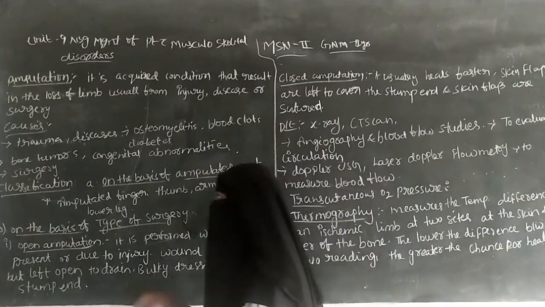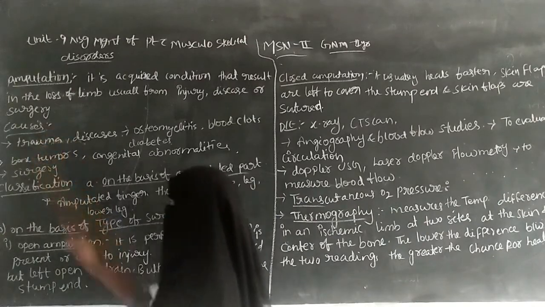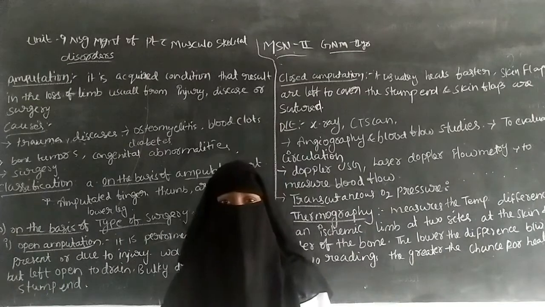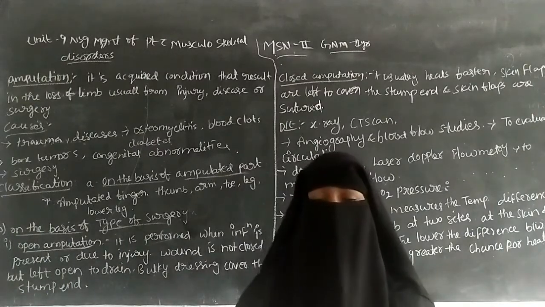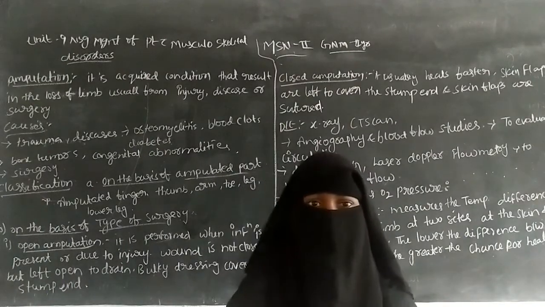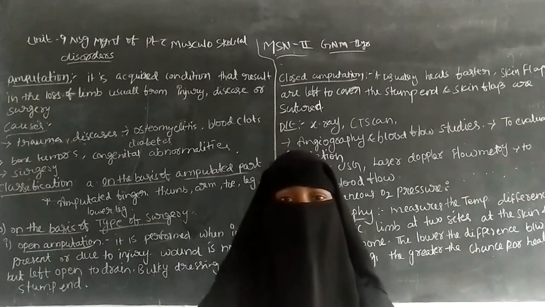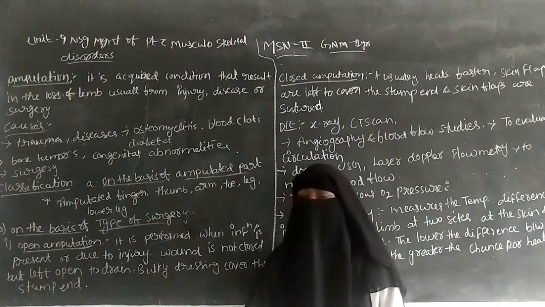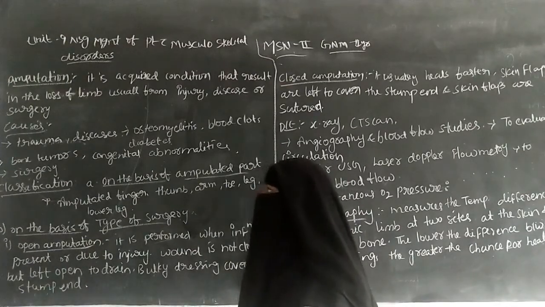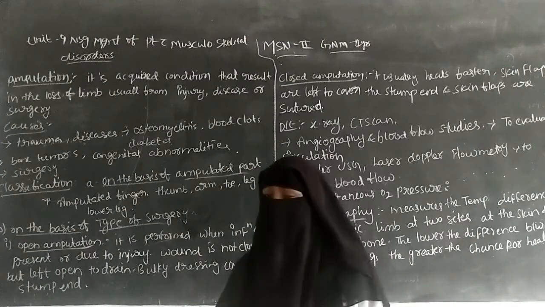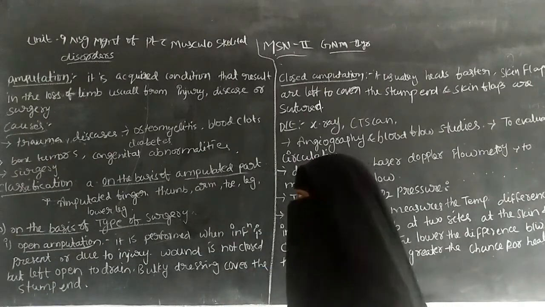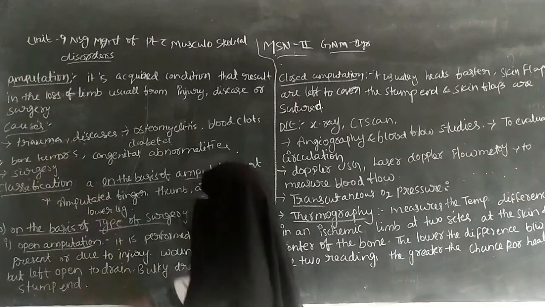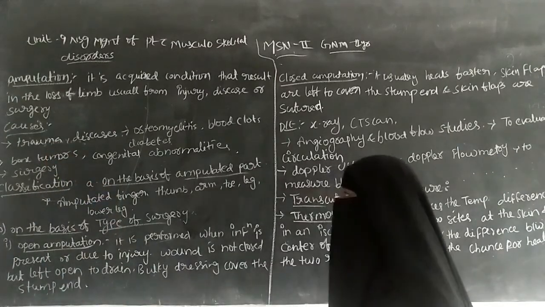And next one is causes. So the causes include trauma. Trauma includes motor vehicle accidents, and there are chances of fracture. If the patient has any infection during the injury or any fracture, by amputation we can remove the limb. So trauma is one of the causes for amputation.